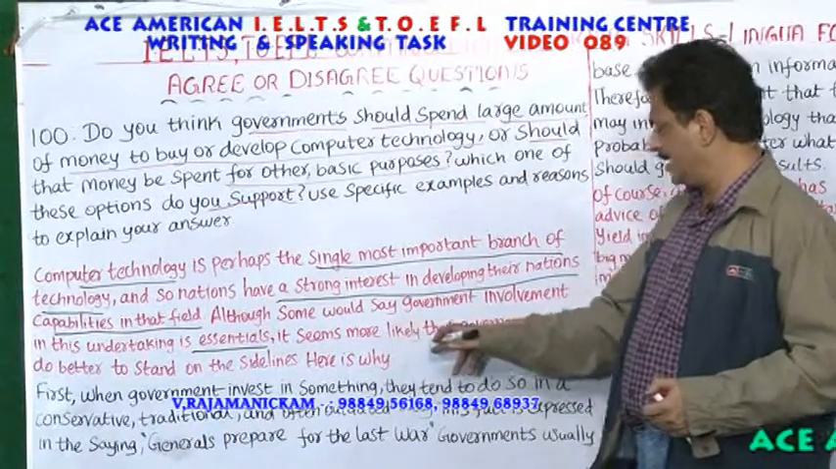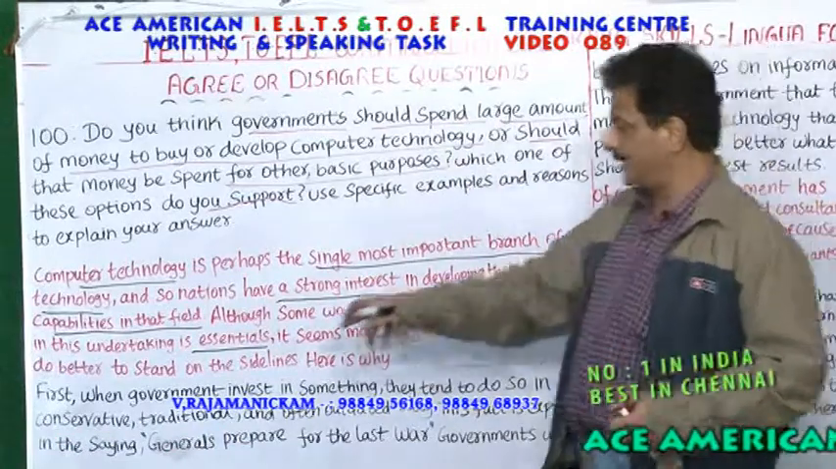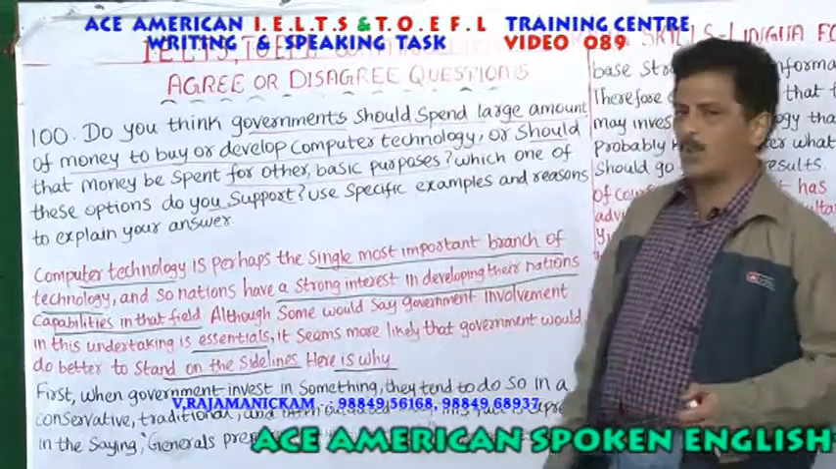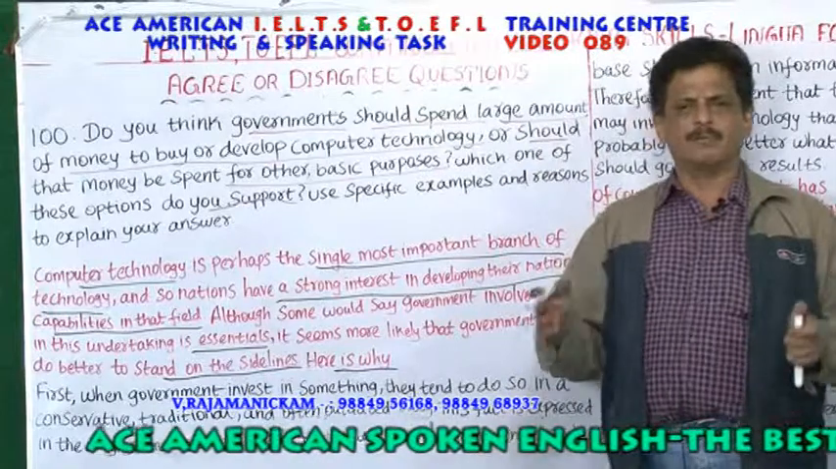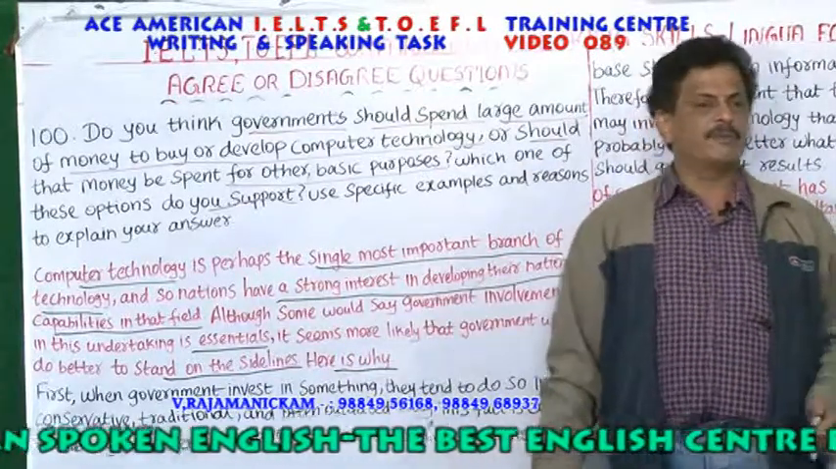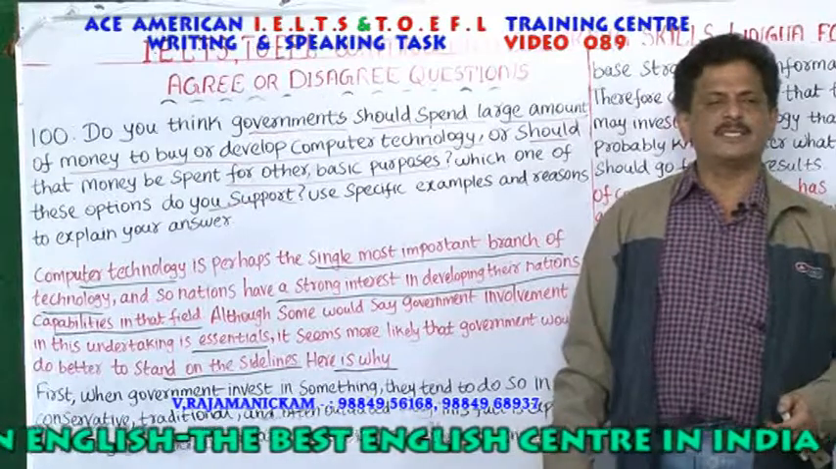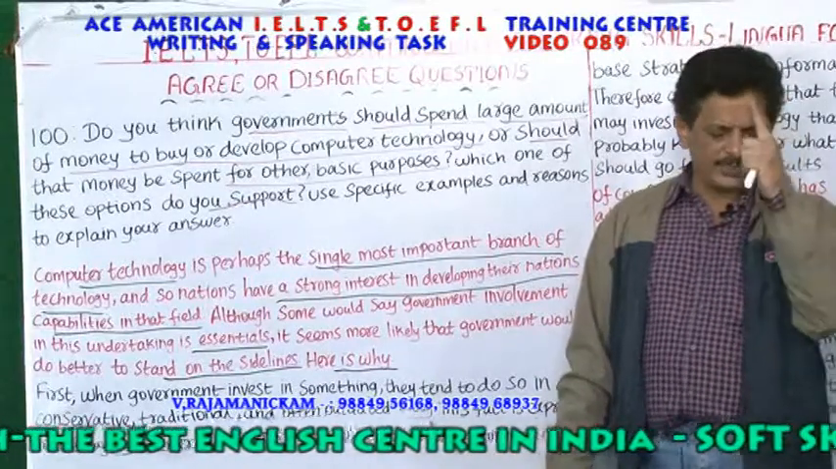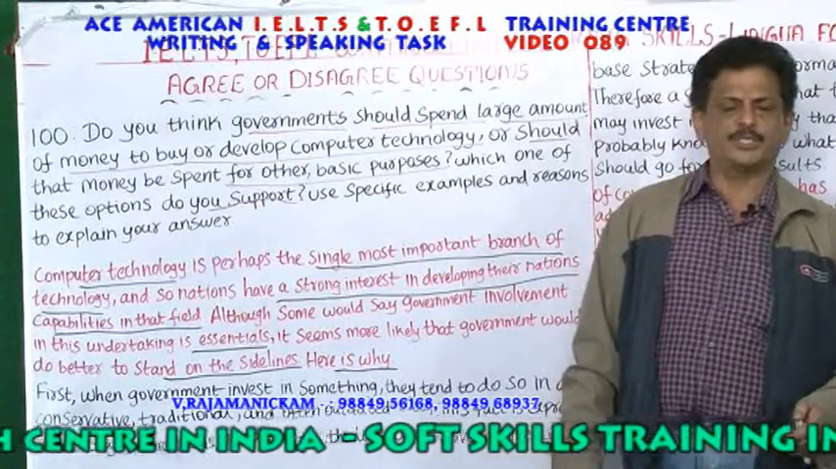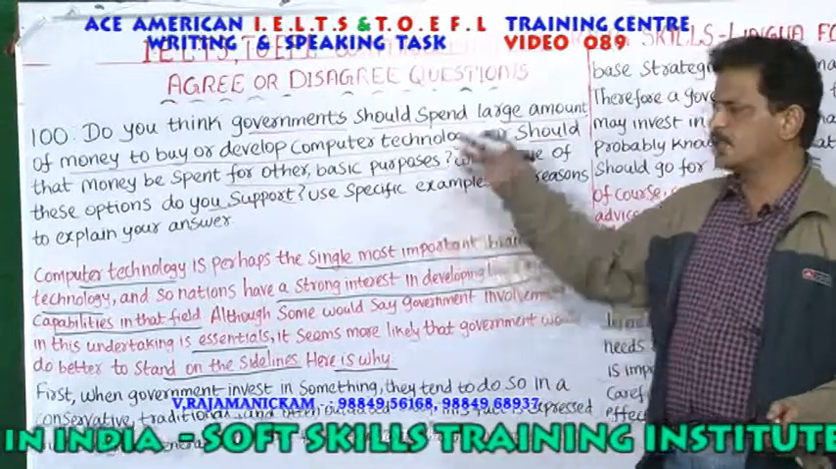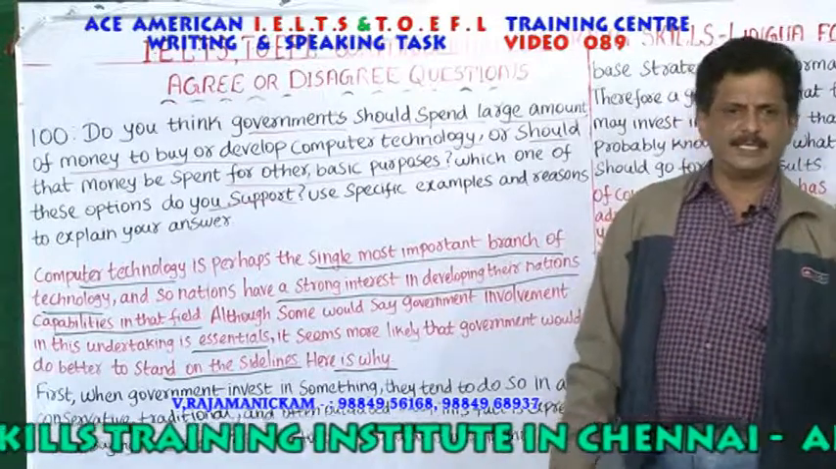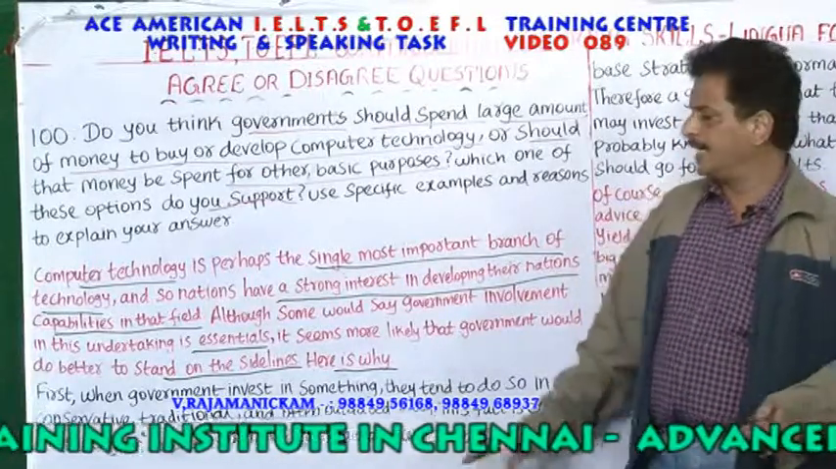It seems more likely that the government would be better to stand on the sidelines. Here is why. Sidelines means what? Computer technology is not the main thing. Forget about computer technology. The other things are there which the government should see through. It's not that computer technology alone is the most important. So other things are there which the government should do. So he says why. In the introduction part he says very clearly that the government should do other things. And he gives the reason.